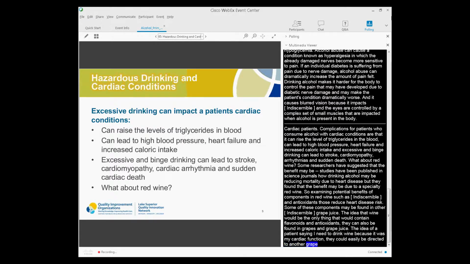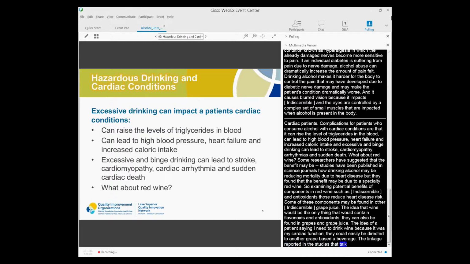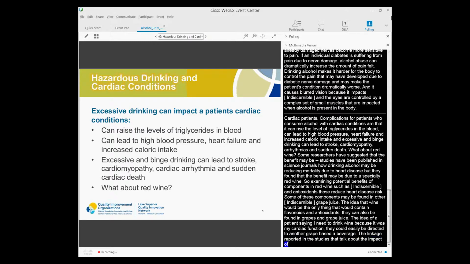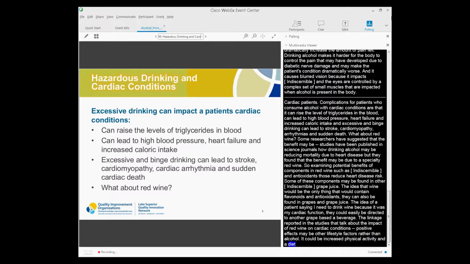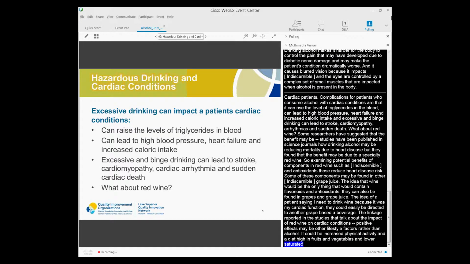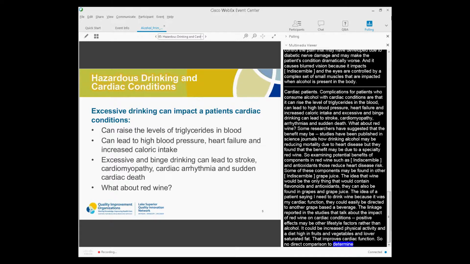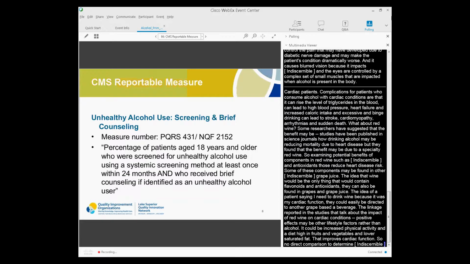So the linkage reported in some of these studies that talk about the impact of red wine on cardiac conditions, the positive effects may be due to other lifestyle factors rather than alcohol. Factors such as increased physical activity and a diet high in fruits and vegetables and lower in saturated fat definitely do improve cardiac function. So no direct comparison trials have been done to determine the specific effect of wine or other alcohol on the risk of developing heart disease or stroke.